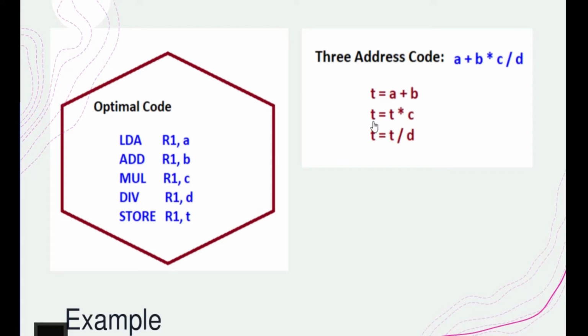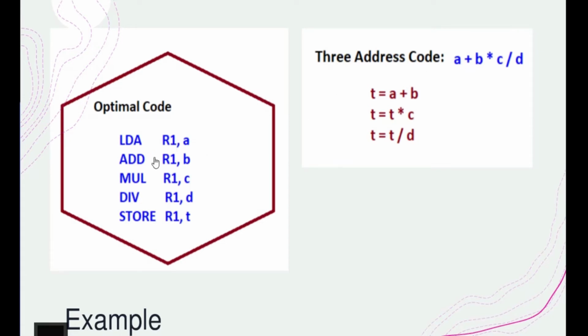And finally, with this result, we will divide D, and the result will be stored in the temporary variable. Okay, the final temporary variable, this T, will contain the final result. What would be the optimal code for this 3 address code? So first, we will load into the accumulator. LDA is nothing but load into the accumulator. So what we will load? We will load A into the register R1.